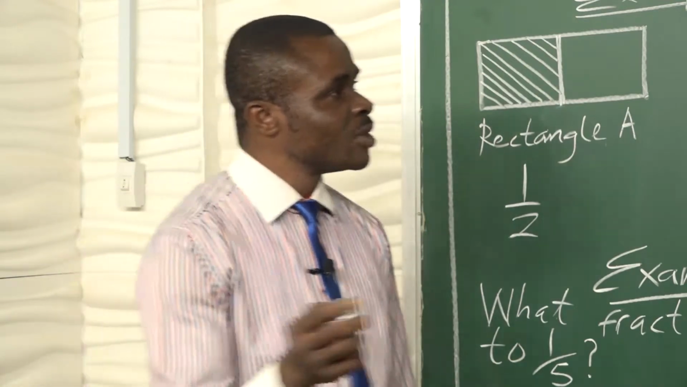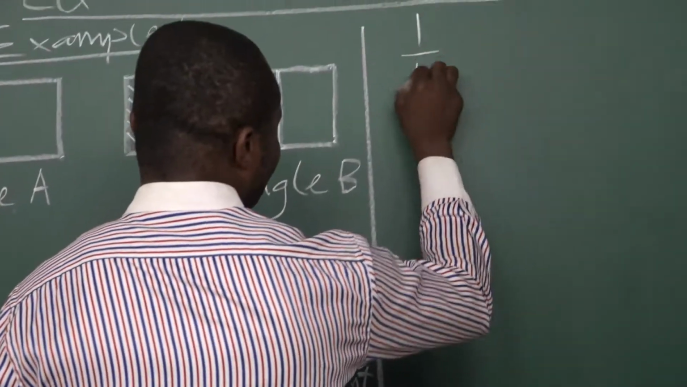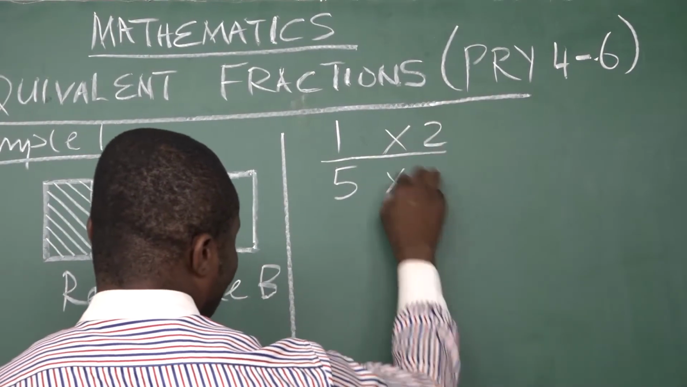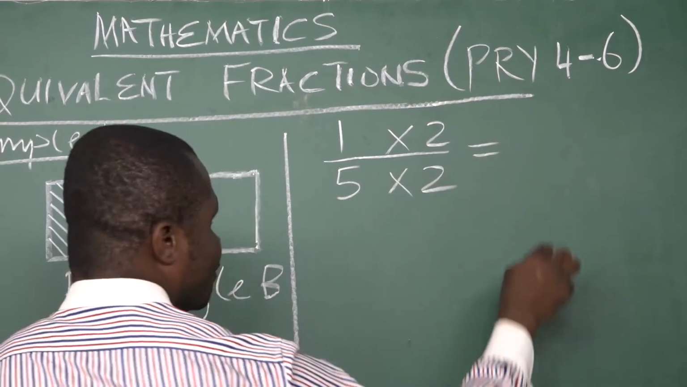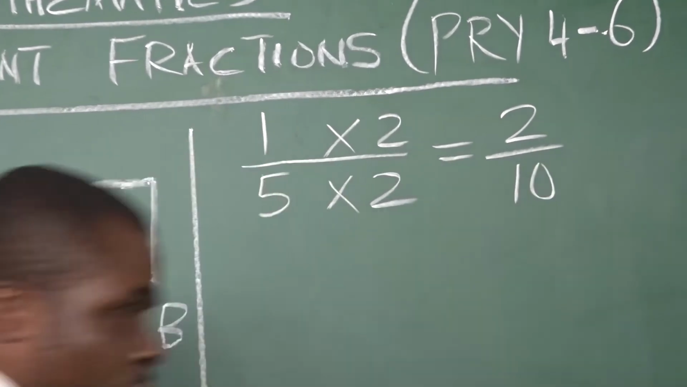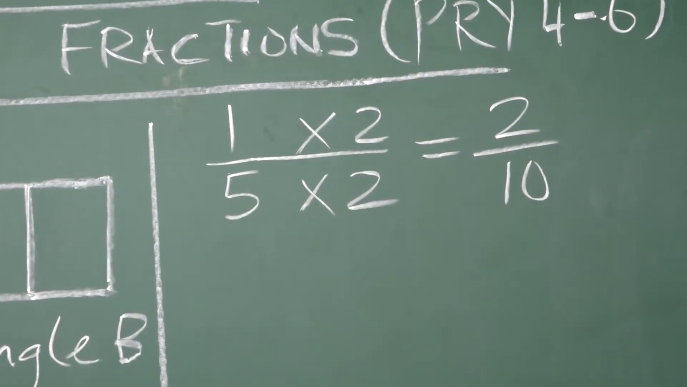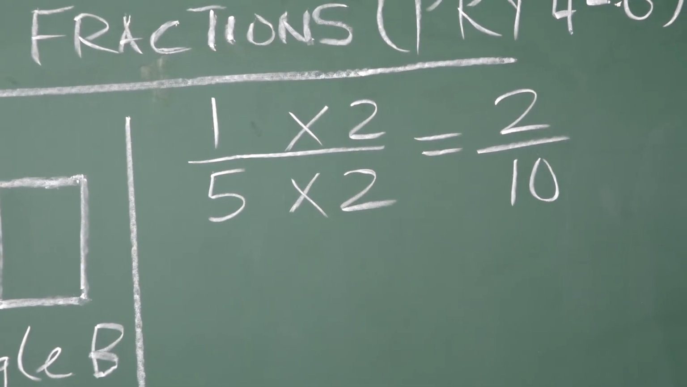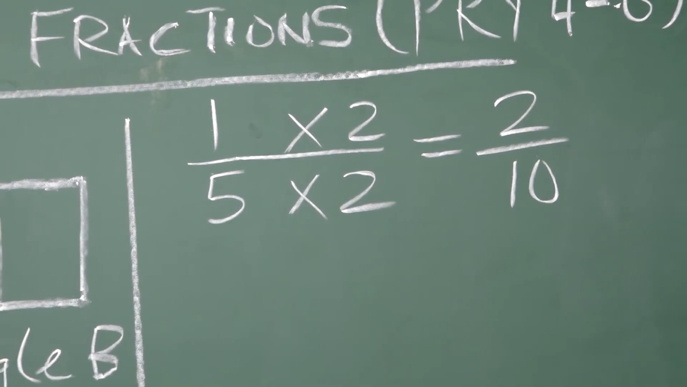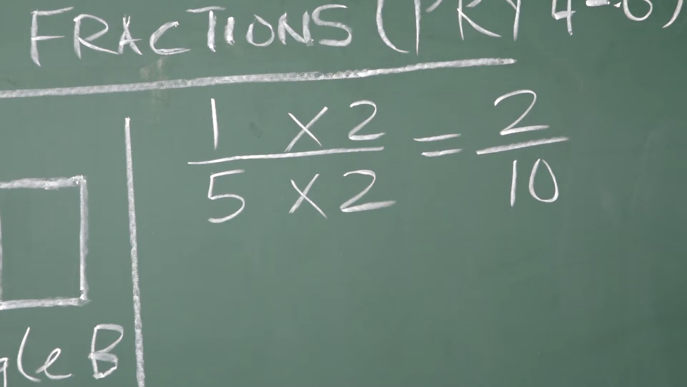So we can do that now. If I multiply 1/5 by 2, that is multiplying 1, the numerator, by 2, and 5, the denominator, by 2, our result should be 2 over 10. Now 2 over 10 is equal to 1 over 5. 2 over 10 is equivalent to 1 over 5.